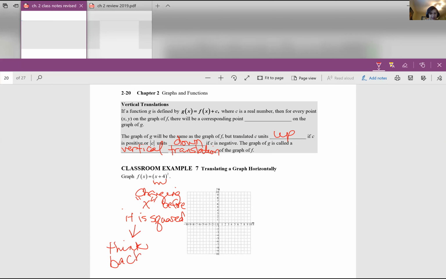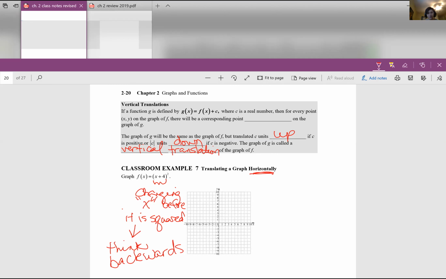So if it's not happening to the whole function, in other words, it's not showing up at the end, but it happens to the x before everything gets squared, or cubed, or square rooted, I'm going to have to think backwards, because I would normally think when I see a +4 that that's either going to move up or to the right. Since it's happening just to the x, that's telling me it's horizontal, so it's got to move right or left, but it's going to be the opposite of what I expect.